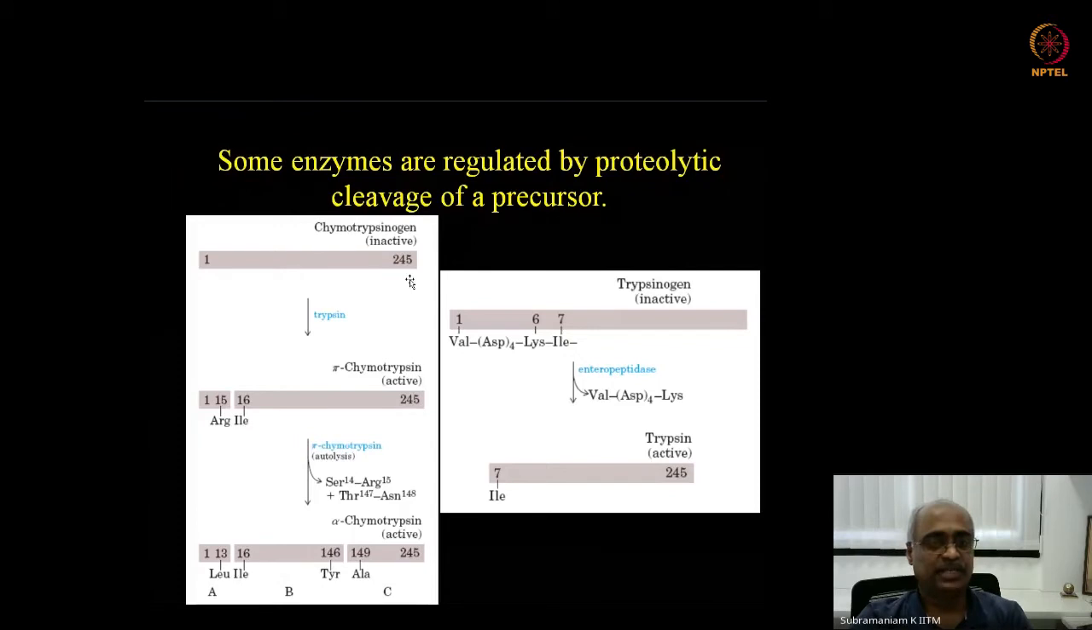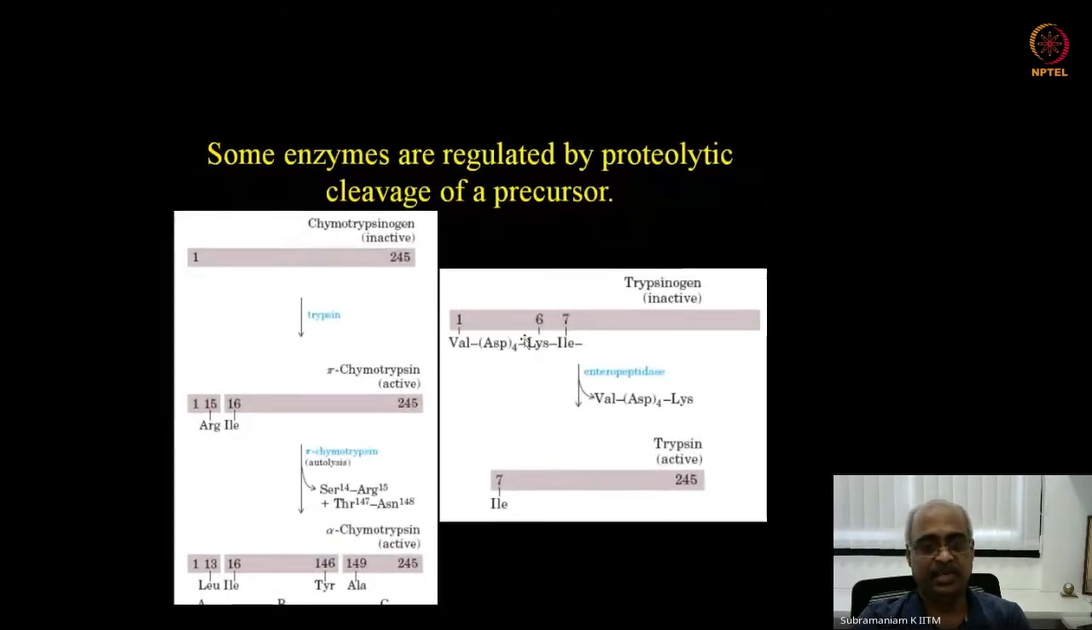So trypsin activates chymotrypsinogen by cleaving between this arginine and isoleucine, and then further cleavages by chymotrypsin itself result in the active enzyme. So this C-terminal portion. And similarly, trypsinogen gets cleaved as shown in this cartoon to become active trypsin.